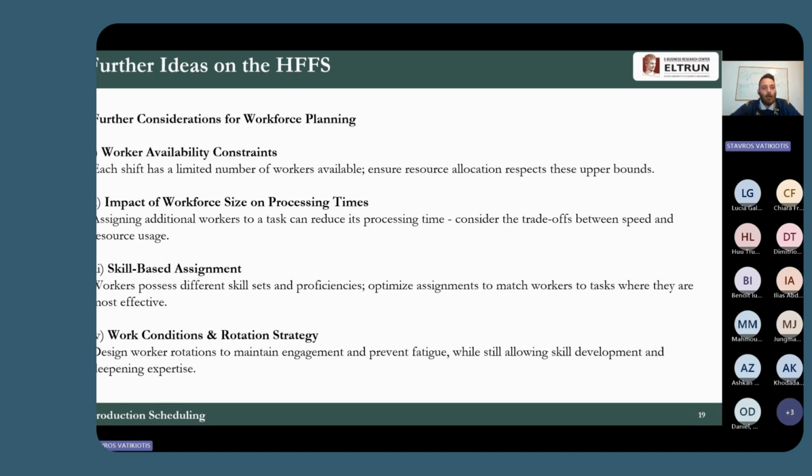And finally, this is a very, very important topic: creating a rotation strategy. We need to ensure somehow that workers do obtain skill development and expertise, but on the other hand, we have to prevent them from boredom and fatigue.